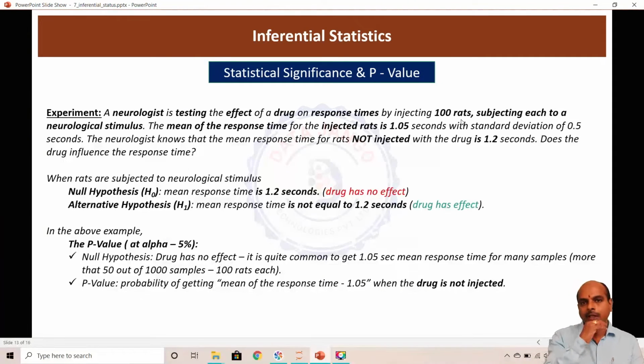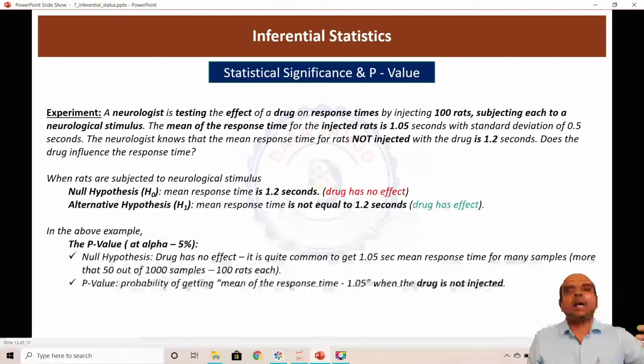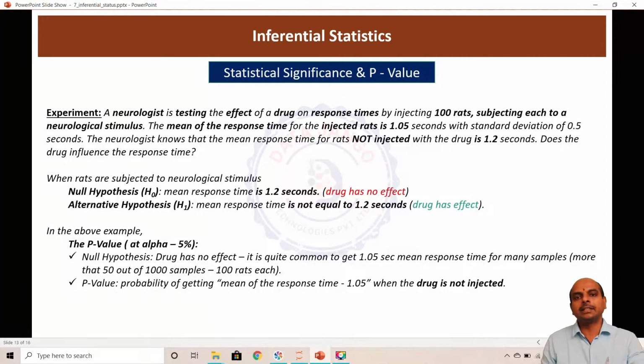Suppose that the neurological stimulus was invented in 1980. Suppose that. And from that 1980 till now, right, the researchers were taking 100 rats and injecting many 100 rat samples they are taking, injecting the neurological stimulus and taking the response time.